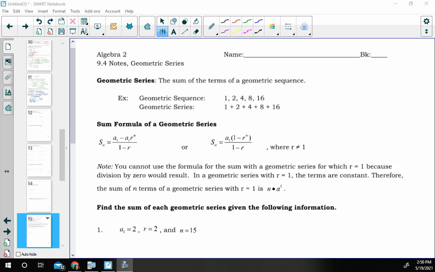So in this video, we are going to be doing geometric series. So remember, series is when you add the list of terms. The geometric sequence was just the list of them. So here is one way to write it. This is the way that I'm going to be using.